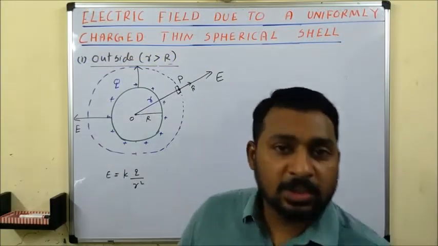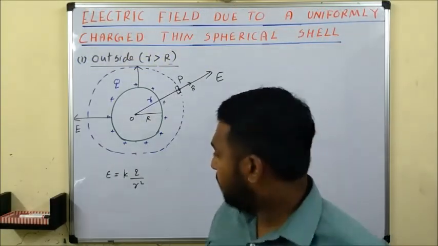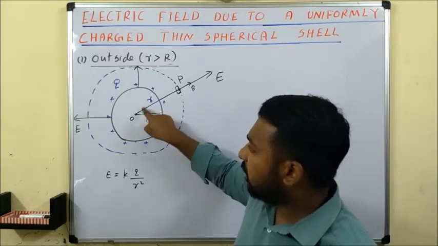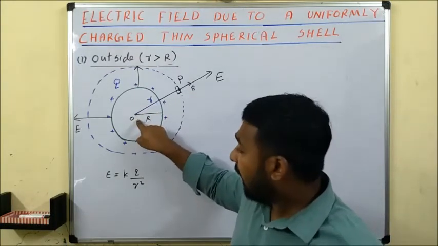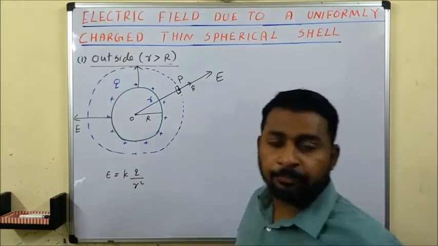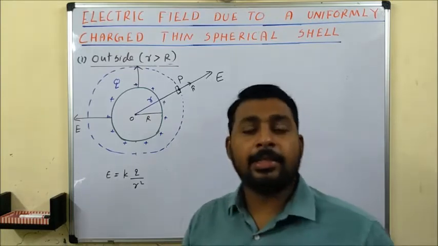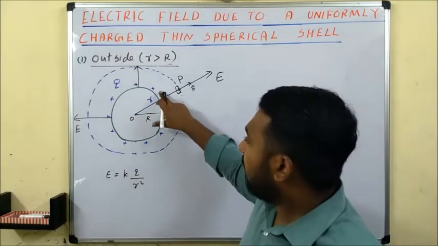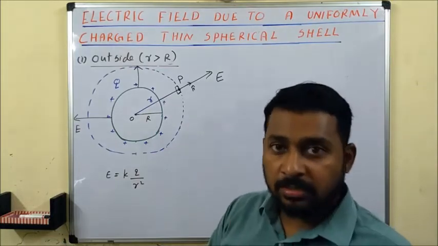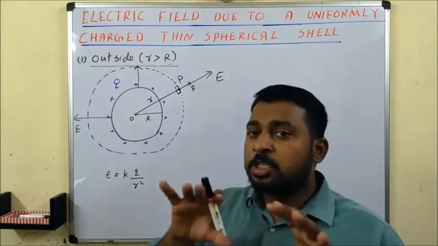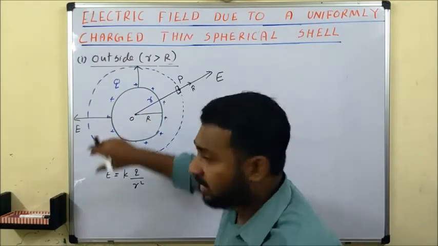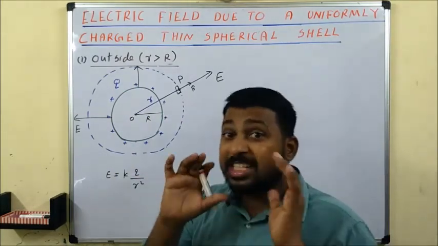We have to discuss one more thing here. We have derived outside at the point P, which is at a distance r from the center of the shell, that E is equal to kq by small r square. Now let us consider the entire charge of the shell. The charges are distributed on the shell. The inner circle is not a circle, it's a sphere only. So it's a shell only.